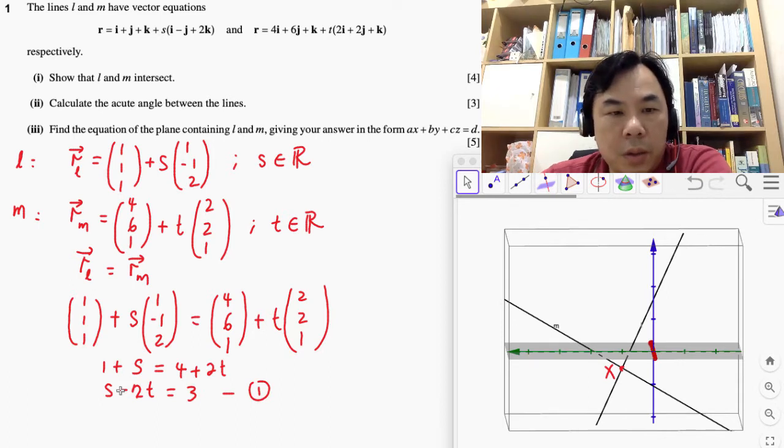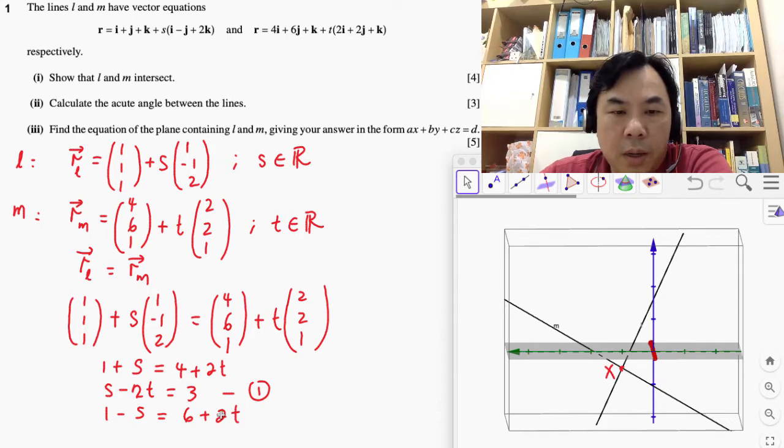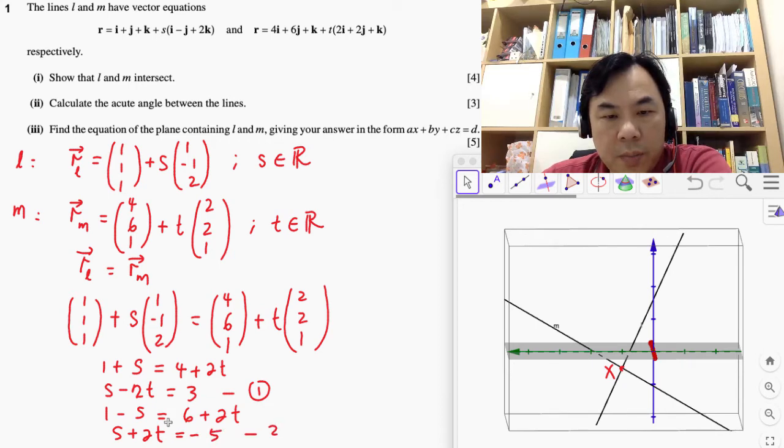And then I'm going to take the second row here. That will be 1 minus s is equal to 6 plus 2t. And then thereby, I can simplify this as s plus 2t equal to negative 5 here. All right, now that will be my second equation.